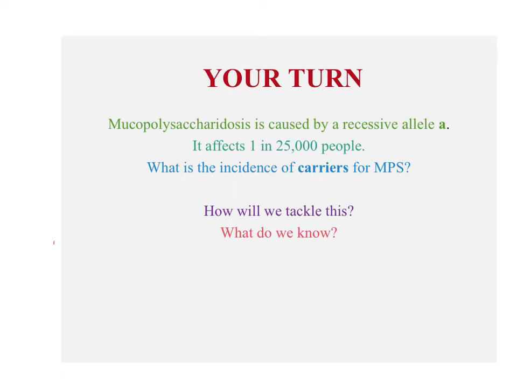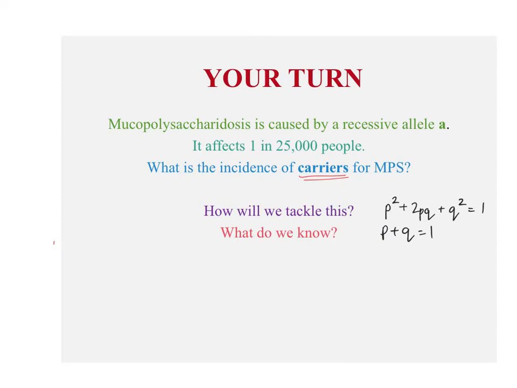Mucopolysaccharidosis is caused by a recessive allele little a. It affects 1 in 25,000 people. What is the incidence of carriers for MPS? I want you to think about how we'll tackle this and think about what you know. I'm going to write the equations at the side for you. So p squared plus 2pq plus q squared equals 1, and p plus q equals 1 as well.